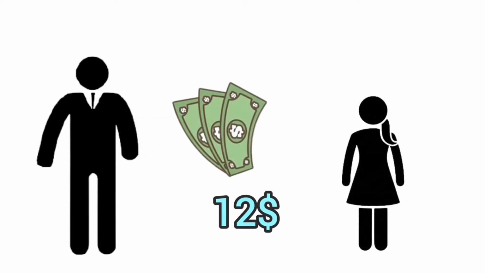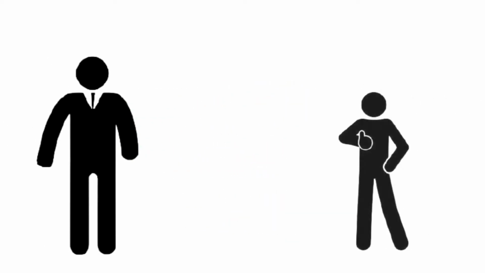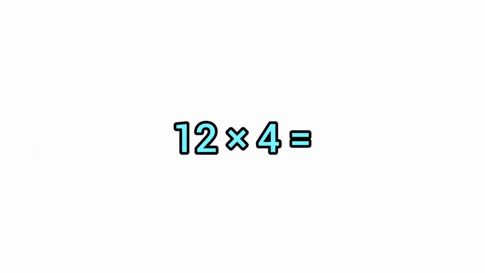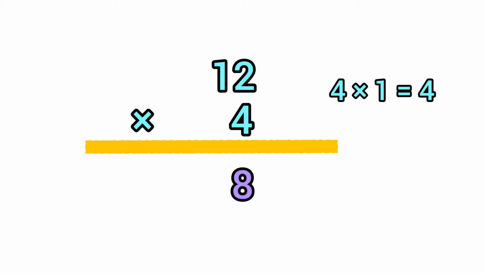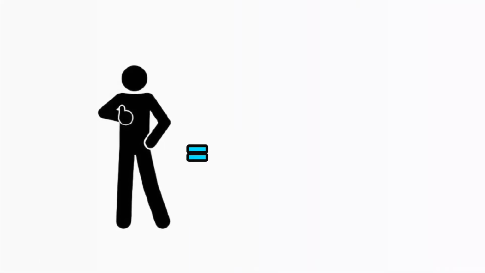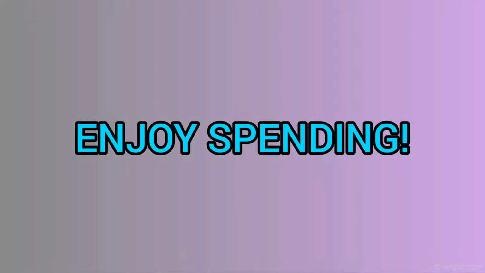The next day, your father gives your sister $12 and your father gave you 4 times more than her. How much do you have? 12 into 4 is equal to. Keep the position as shown on the screen. Remember this always. Start from the right side. 4 into 2 is equal to 8. So keep 8 in the answer and 4 into 1 is equal to 4. So the answer is 48. You have $48. Enjoy spending.